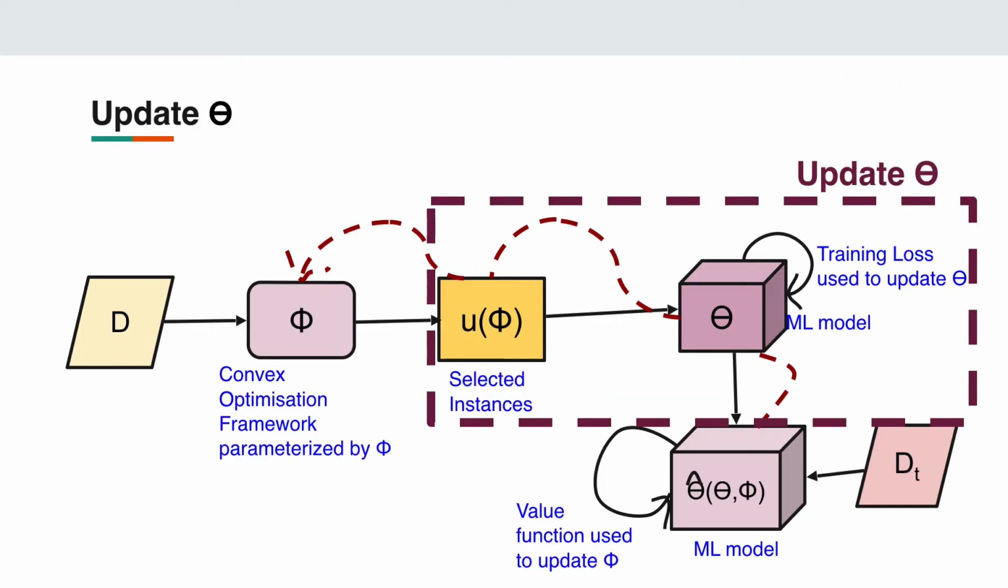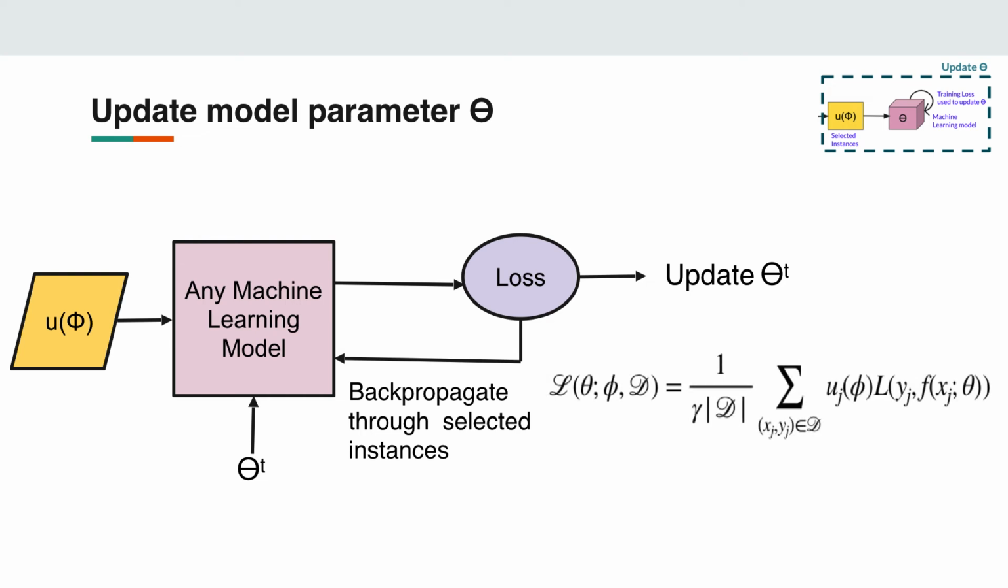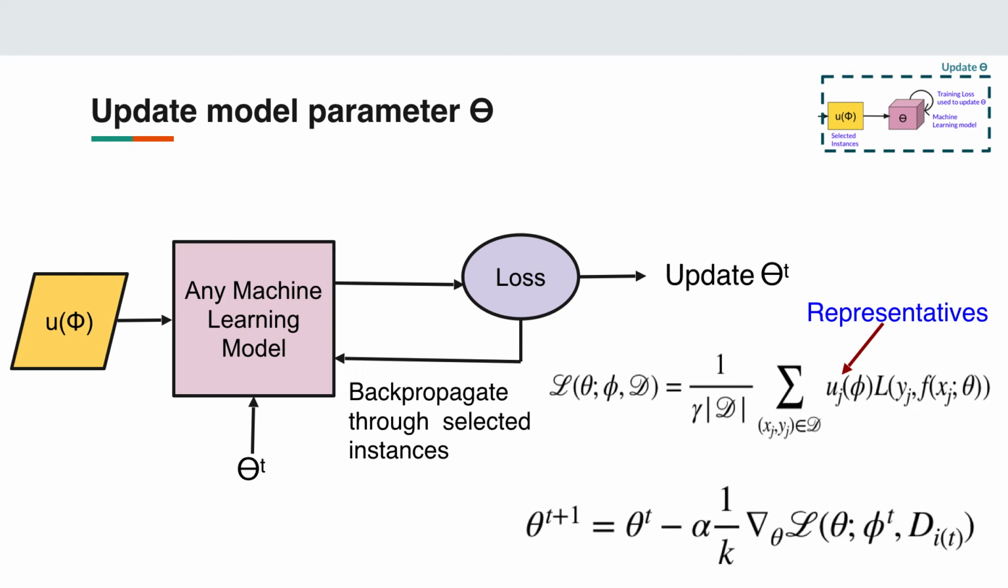The next part is updation of model parameter theta, which is done with the help of the training loss that gets defined here. We can see it uses the output of the selection framework, and the model parameter gets updated using this particular training loss, which gets backpropagated through the selected instances.